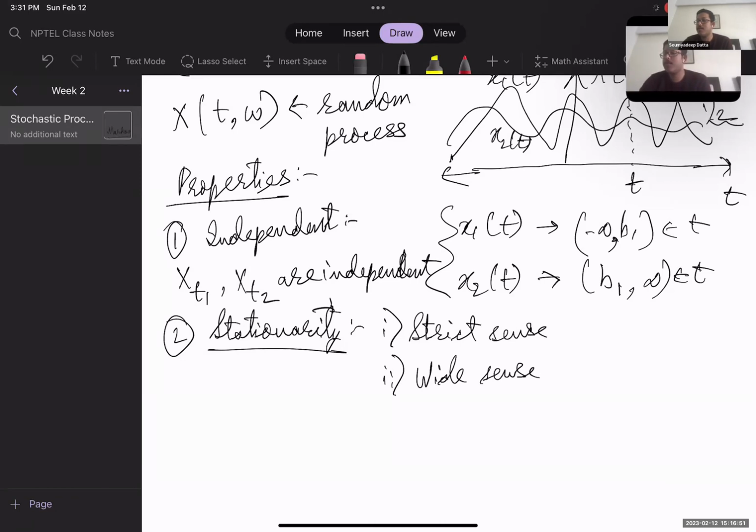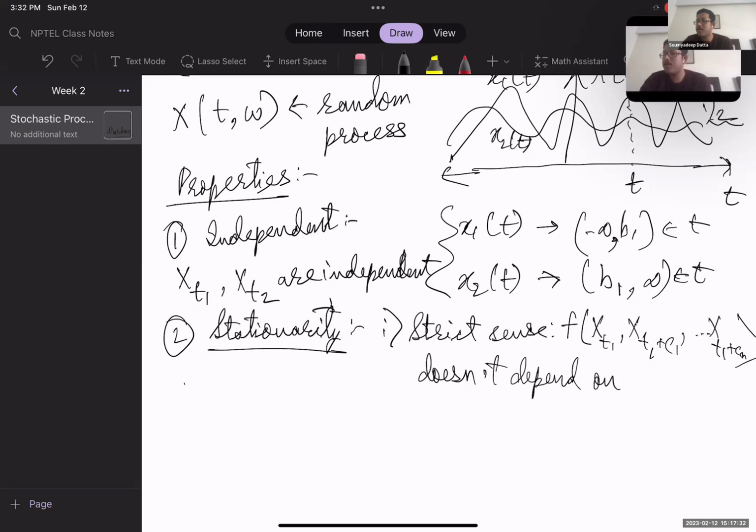By strict sense stationarity, what do we mean? That the joint distribution of x(t1), x(t2), up to x(tn), and the same shifted, x(t1 plus c), and similarly till x(tn plus c), doesn't depend on t1. All that matters is the difference in the time indices. The starting time of this sequence of times, let's say t1, doesn't matter. It's just that the differences have to be the same, in the very strict sense that the joint PDF itself has to be the same.